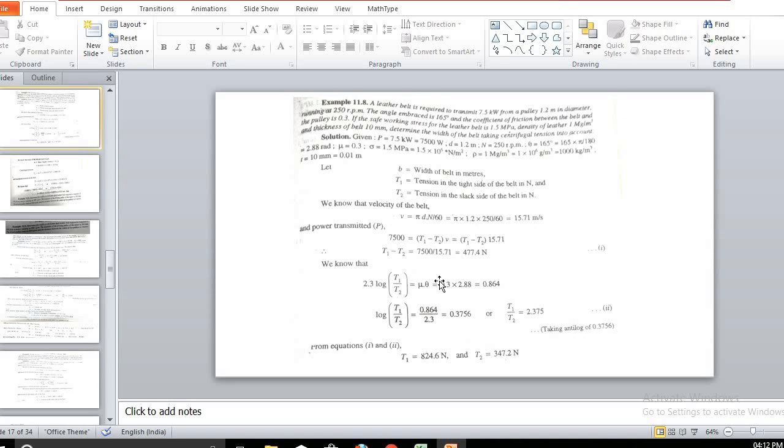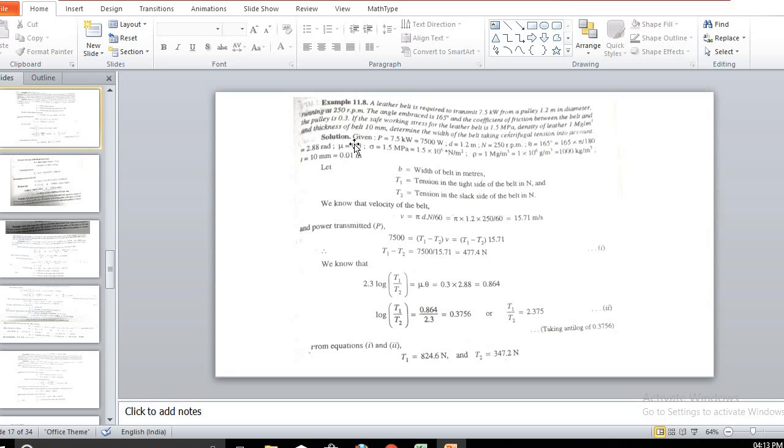Now, first we write down the given quantities. Power is given. The belt is used to transfer power of 7.5 kilowatt, so in watt it is 7500 watt. The pulley diameter D is given as 1.2 meter. N is 250 rpm. The angle of embrace is 165 degrees, converted into radian it becomes 2.88 radian.